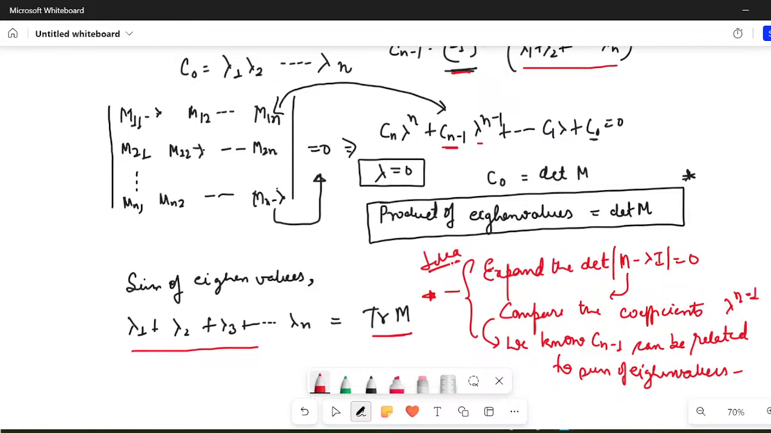Okay, just an idea. All you need to do is just expand this. Try to compare lambda raised to power n minus 1. We know that Cn minus 1 is related to the sum of the eigenvalues, which is equal to the trace of the matrix. Okay, so this is one thing that you should remember.